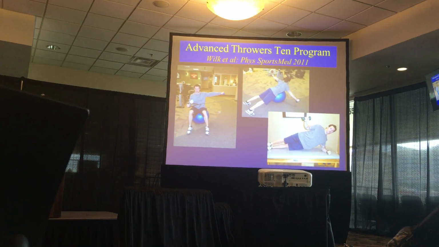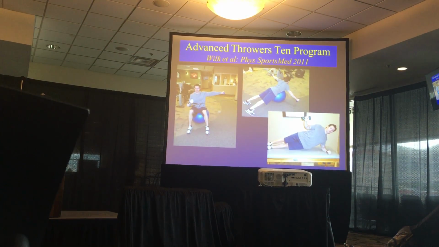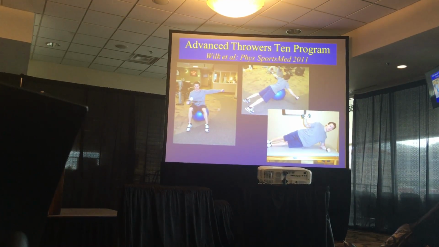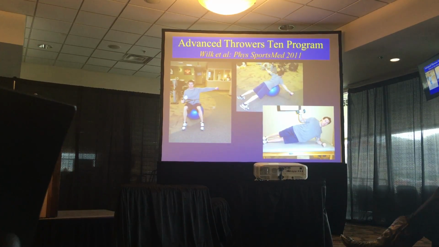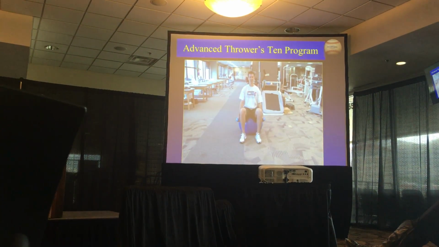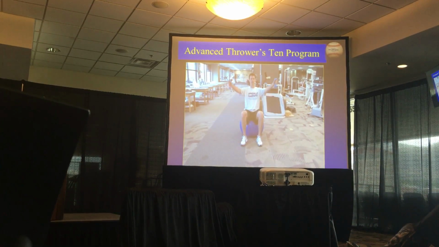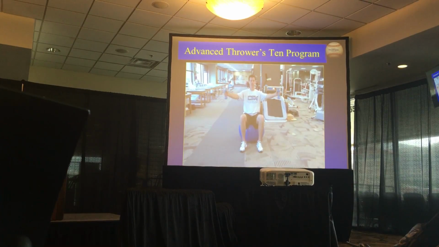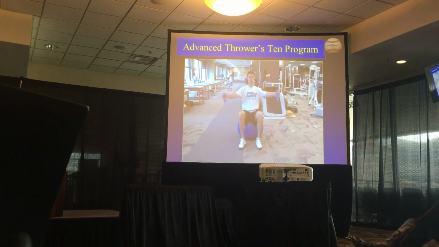Sustained holds. So we wrote a paper on this a few years ago. We said baseball players and overhead athletes need to be challenged more. Doing this with a 3-pound dumbbell isn't enough. So we want to build endurance. So here's a guy seated on a stability ball. That's a 4-pound dumbbell. So he does his traditional full can, stopping at 90.